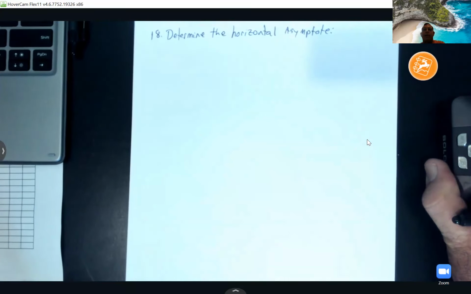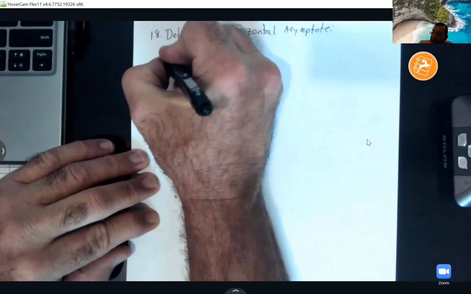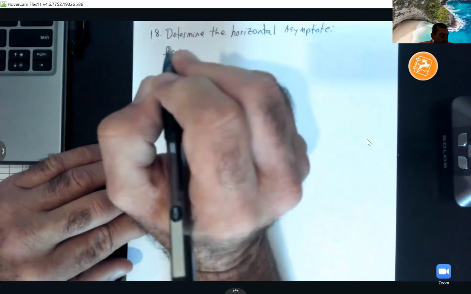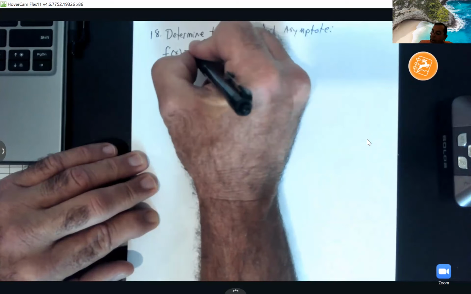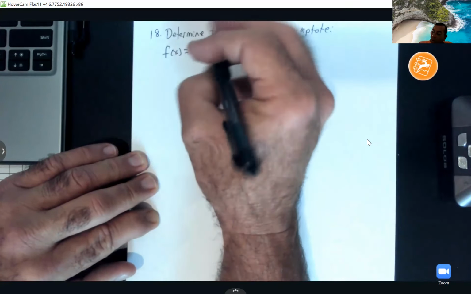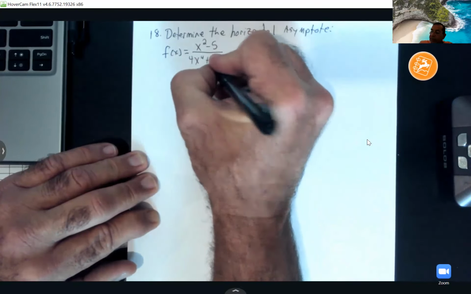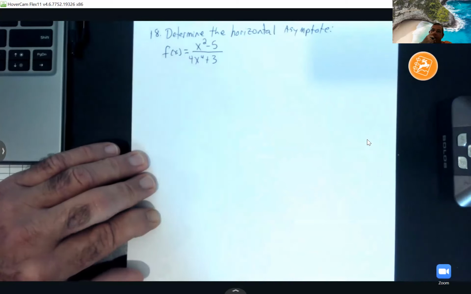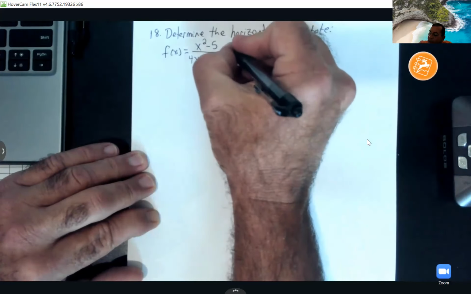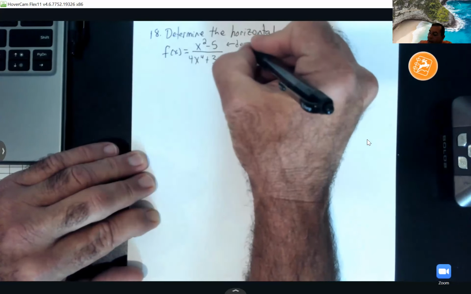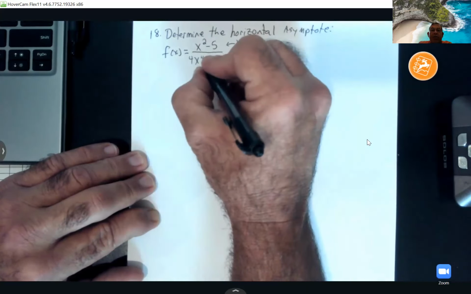There we go. All right, so determine the horizontal asymptote. They're giving us f of x equals x squared minus 5 on top over 4x to the 4th plus 3. If it's a horizontal asymptote, I'm looking at the degree of the top and the bottom. So my top is a degree 2. My bottom is a degree 4.